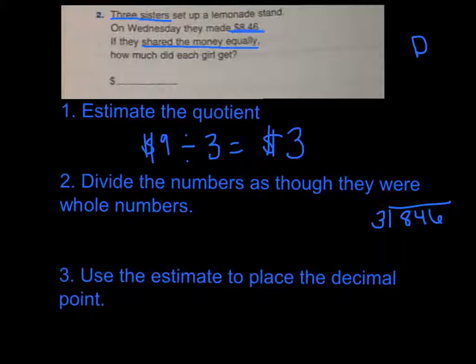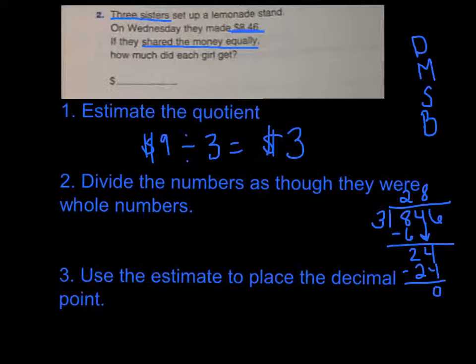Remember, we divide, multiply, subtract, and bring down. Okay. 3 can go into 8 2 times. 2 times 3 is 6. Then I subtract. 8 minus 6 is 2. I bring down that 4. 3 goes into 24 8 times. 8 times 3 is 24. I subtract. Get 0, and I bring down the 6. 3 can go into 6 2 times. 2 times 3 is 6. I subtract, and I get no remainder.